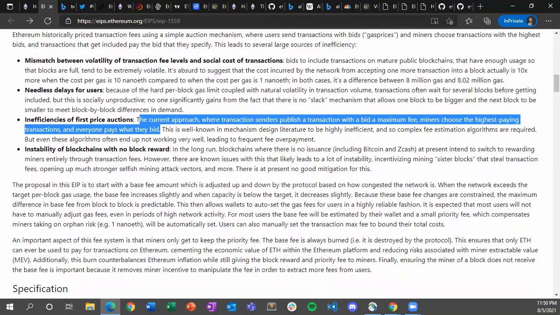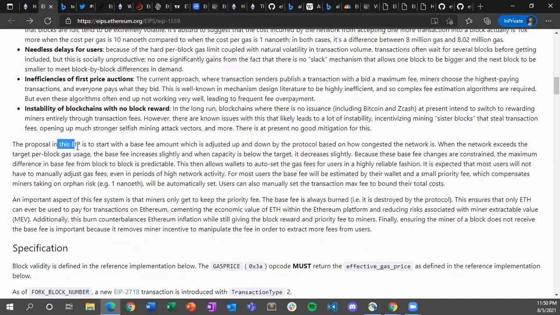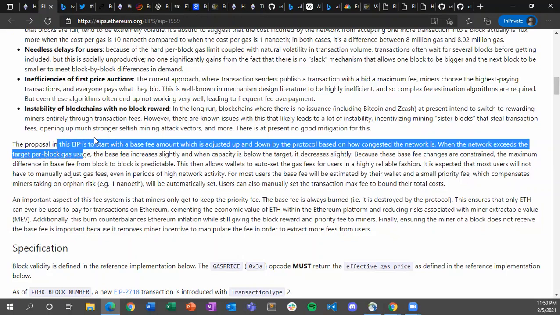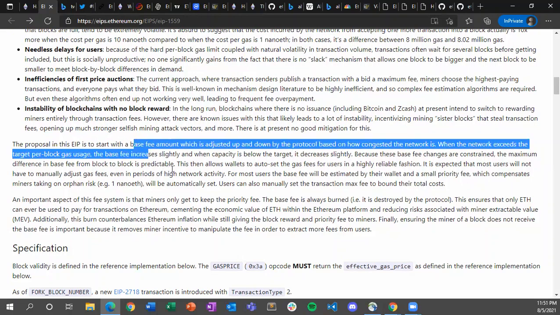So basically, this ensures that only ETH can ever be used to pay for transactions on Ethereum. Now, an important aspect of this fee system is that miners only get to keep the priority fee, meaning the base fee is always burned, meaning it's destroyed by the protocol. Again, that deflationary aspect to Ethereum and the decreasing supply of Ethereum. So that ensures that only ETH can ever be used to pay for transactions on Ethereum, cementing the economic value of ETH within the Ethereum platform.